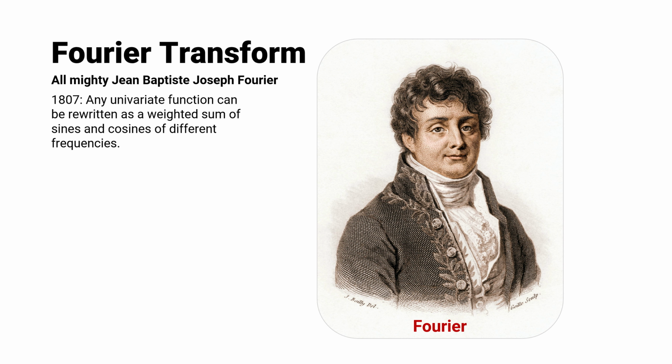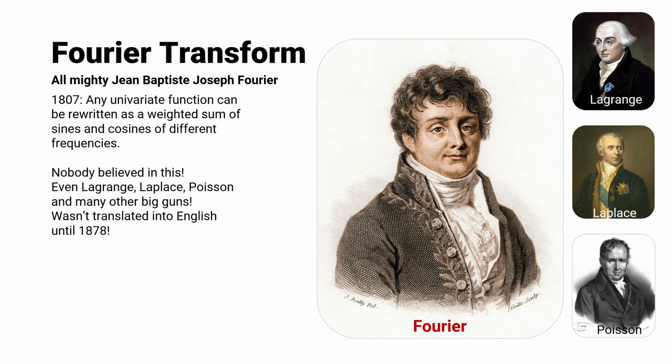When he came up with this formulation, nobody believed in this. Even the big guns like Lagrange, Laplace, Poisson, and other big people in the field of math did not agree with this ideology that any function can be represented as a sum of cosines and sines, right? As a matter of fact, it wasn't even translated into English until 1878. So almost 70 years we were kept away from this hidden gem. A slightly modified formulation of what Fourier wrote in 1807 is called the Fourier Transform, and we will look at it in a second.